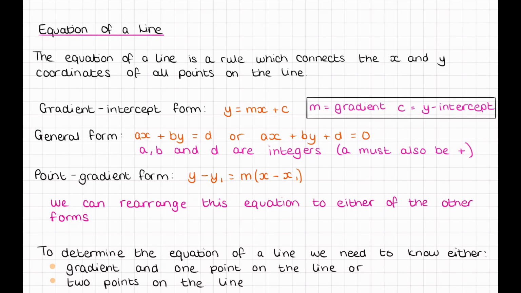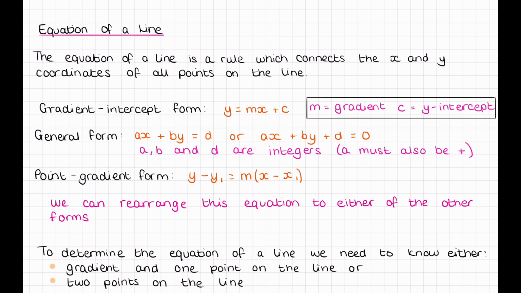This video is on the equation of a line. The equation of a line is a rule that connects the x and y coordinates of all points on that line. Now there are three different forms of an equation of a straight line that the IB could ask you to use and that are valid equation forms.